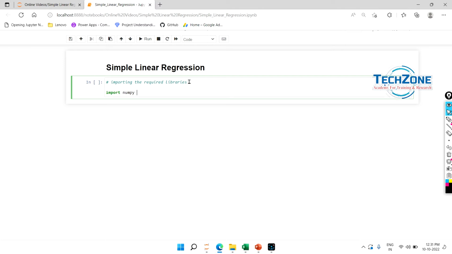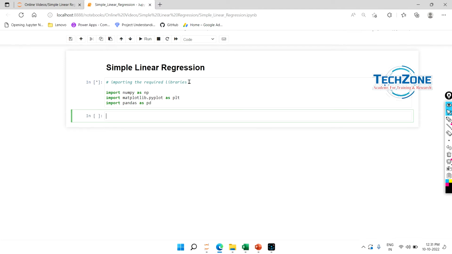We'll use NumPy as np. We have imported NumPy as np, and from matplotlib we are importing pyplot as plt, and then we also need pandas as pd. I'll just execute this. So we are importing NumPy as np, pyplot from matplotlib as plt, and also pandas as pd. It is taking some time. Let us have some patience.